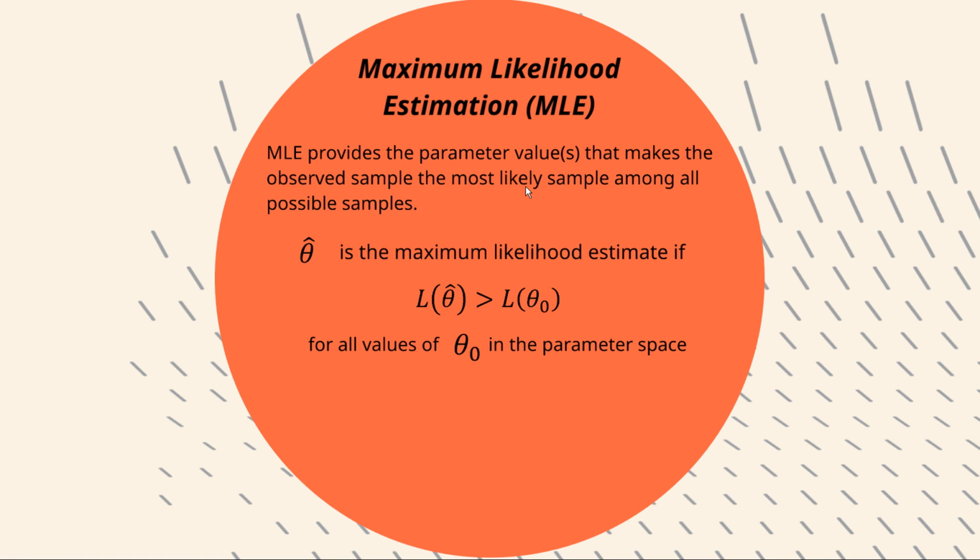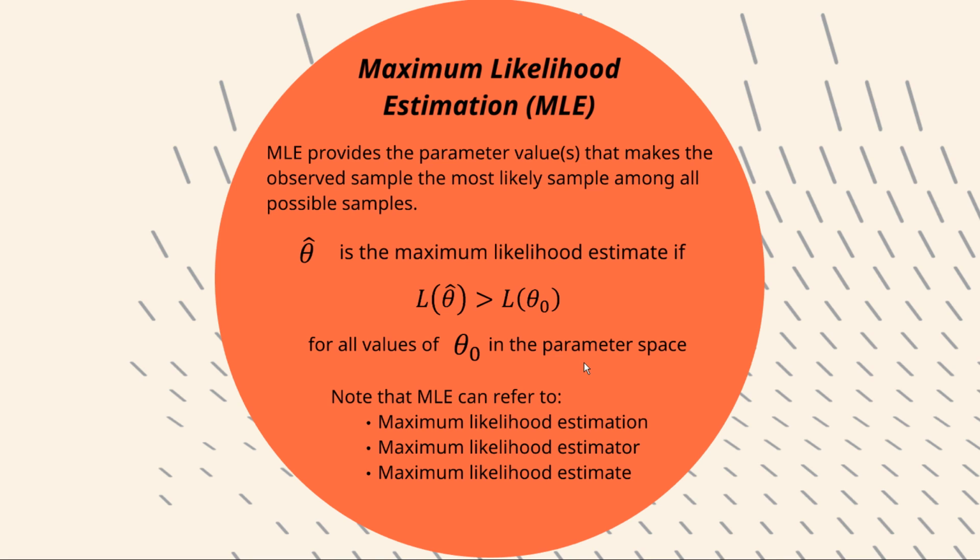So in technical terms, we can say that theta hat, which is our estimate, is a maximum likelihood estimate if the likelihood function at that particular value is greater than the likelihood function of any other value in the parameter space.